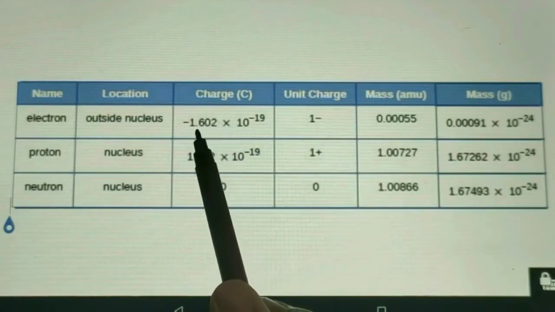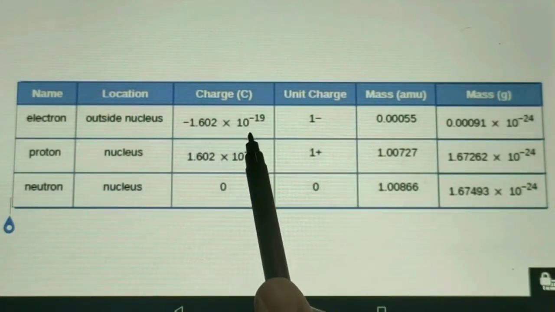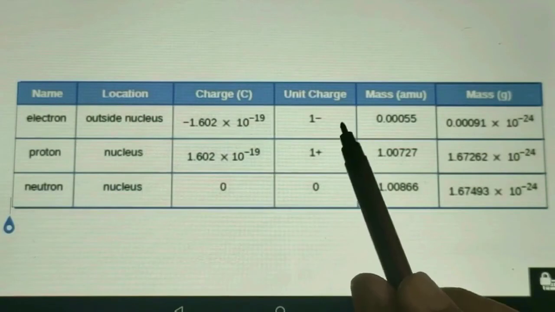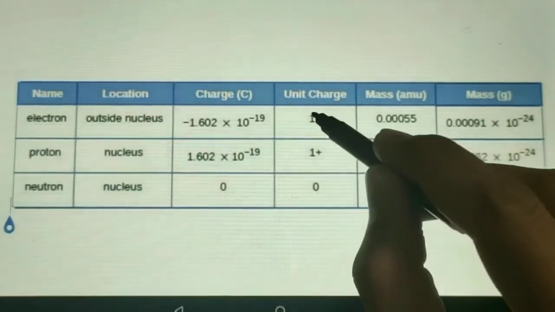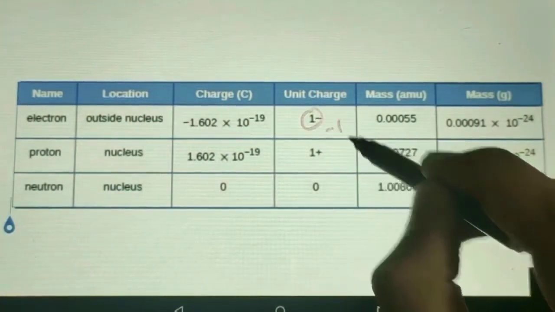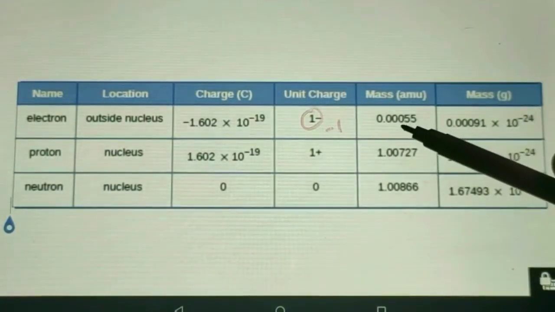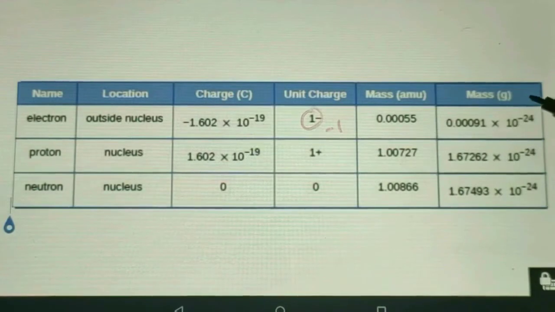The charge is minus 1.602 into 10 to the power minus 19 coulomb and the unit charge is minus 1. And the mass in AMU is 0.00055. The mass in gram is 0.00091 into 10 to the power minus 24.